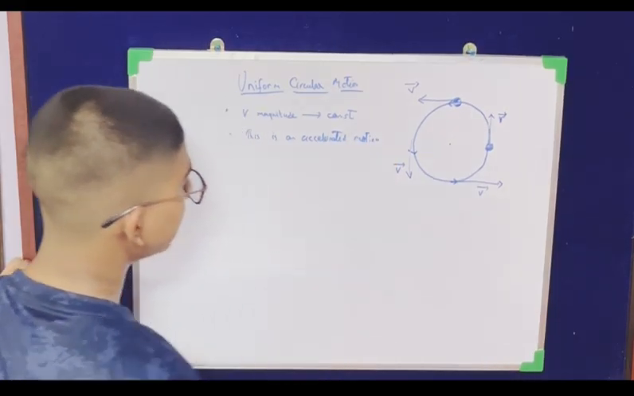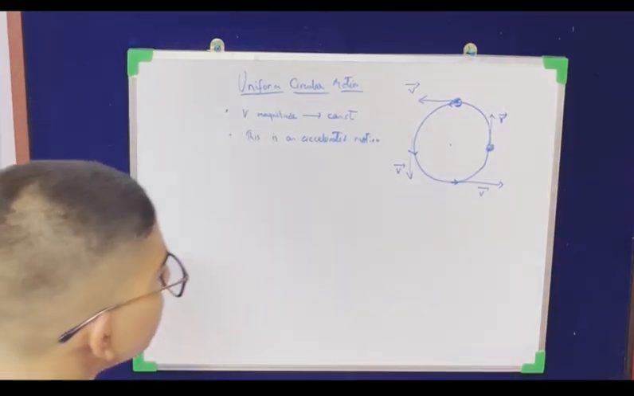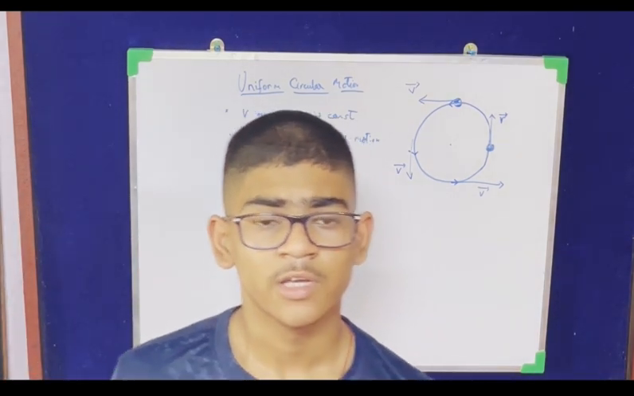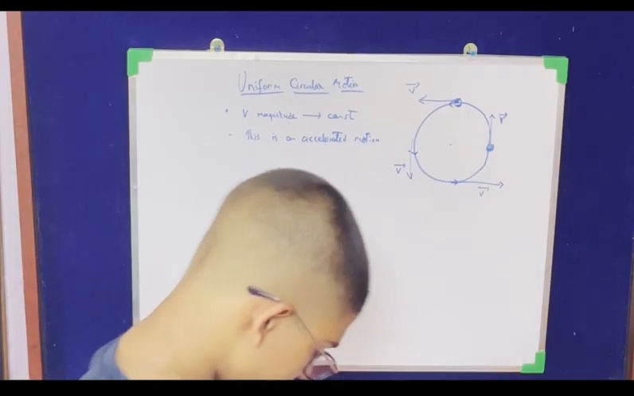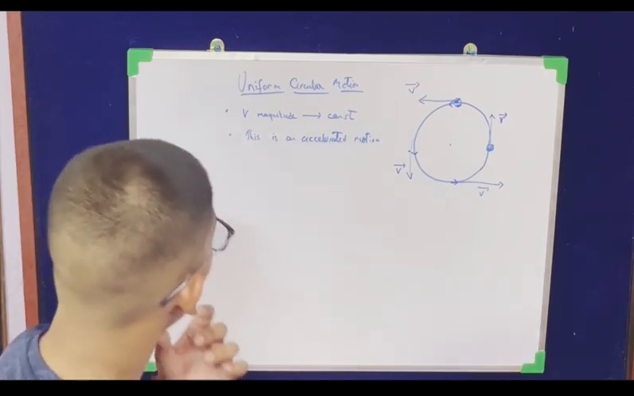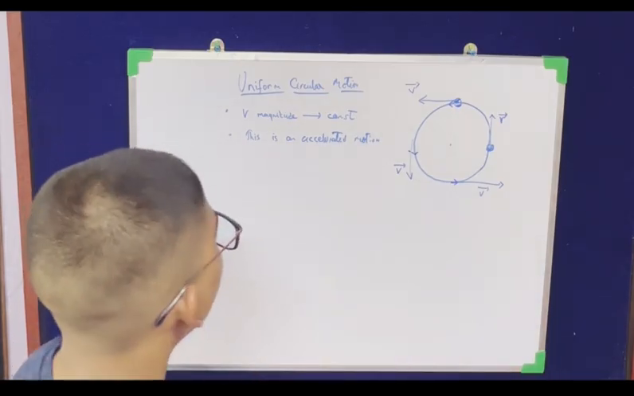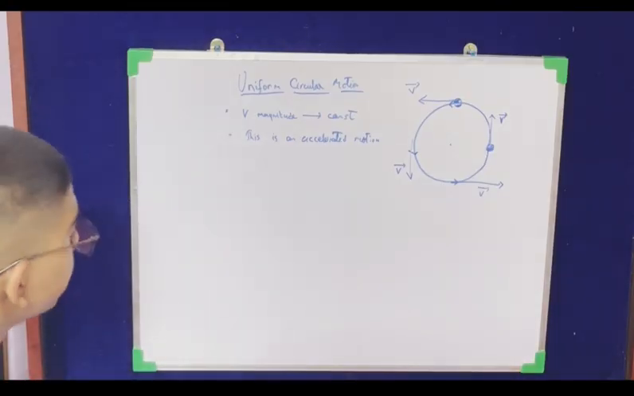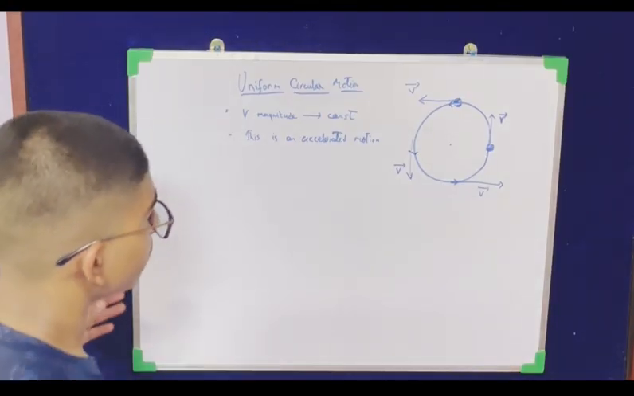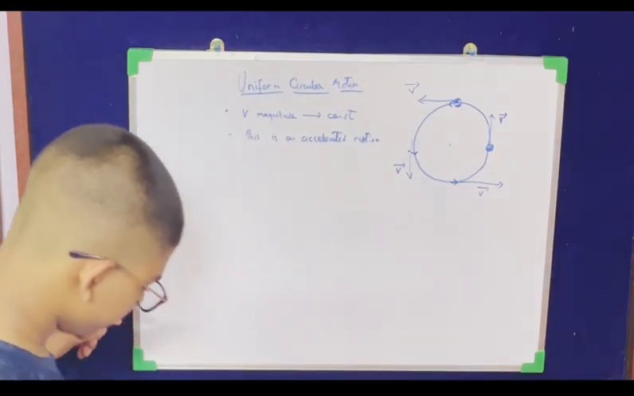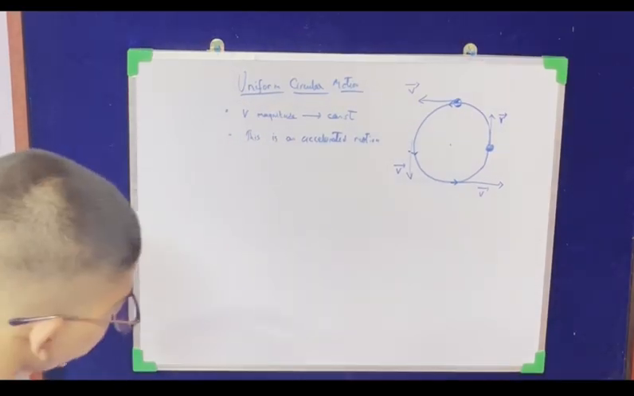right? This is an accelerated motion because the velocity is constantly changing, and the rate of change of velocity gives us acceleration. So this is an accelerated motion where the magnitude of velocity is constant. Okay, so now let us talk about the tangential acceleration and the normal acceleration.